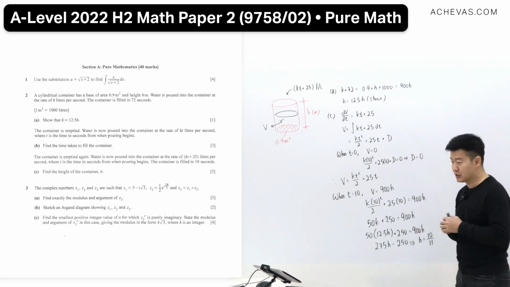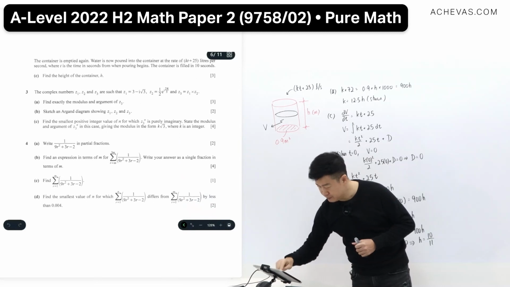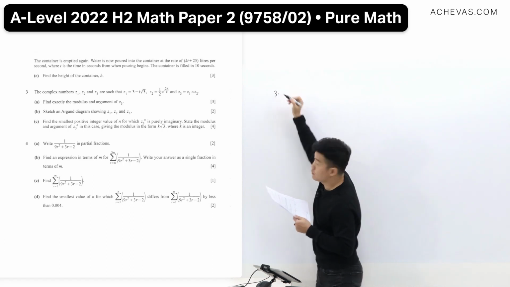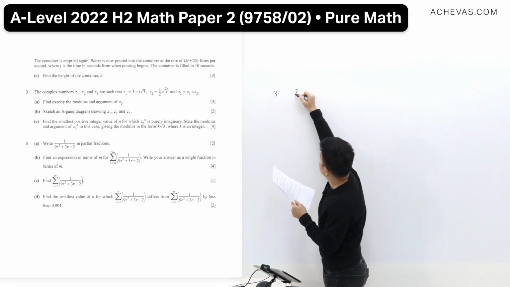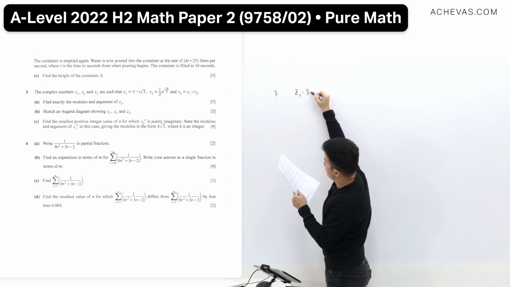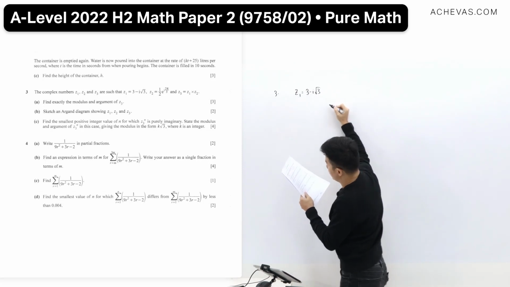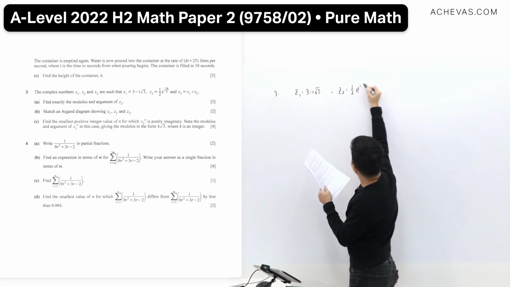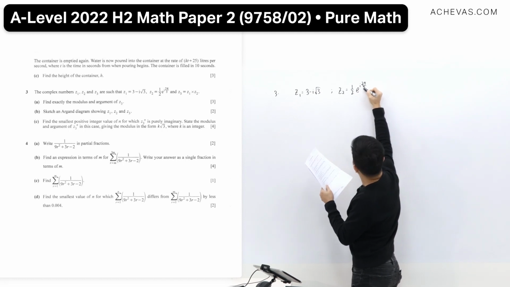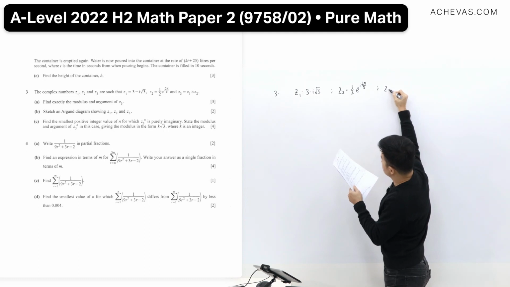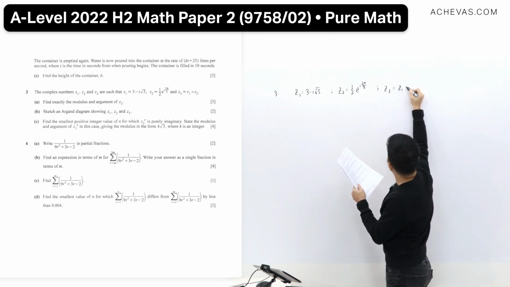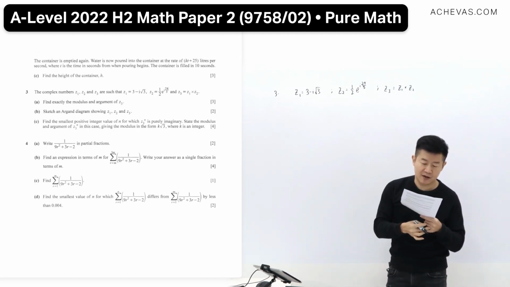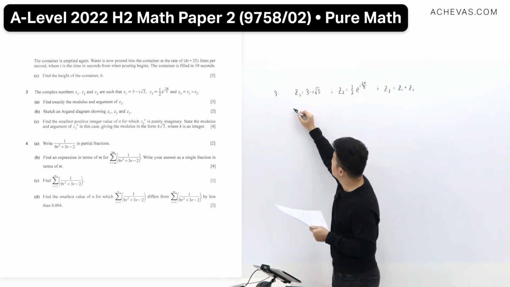Let's move on. Let's take a look at question number 3. In question number 3 over here, we have 3 complex numbers. Let me write down the 3 complex numbers. We have Z1 that is given to us as 3 minus i square root of 3. We have Z2, which is half e to the power of i 2 pi over 5. And we have Z3, which is Z1 multiplied by Z2.